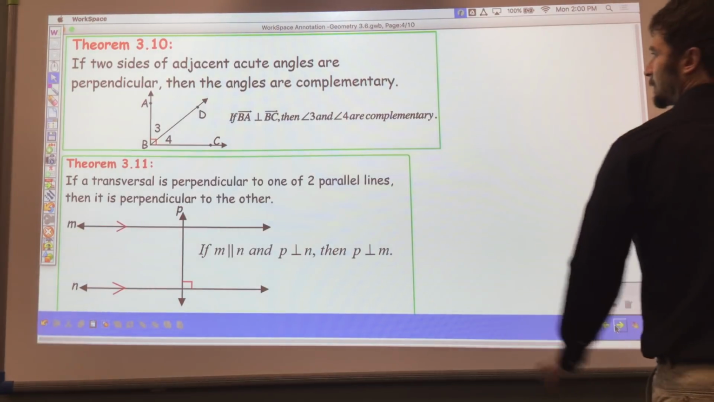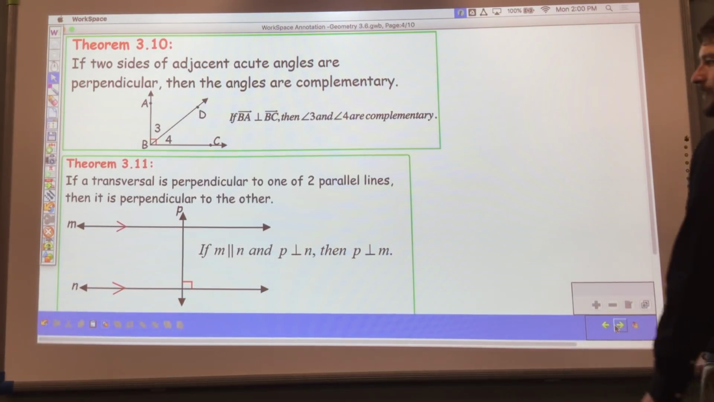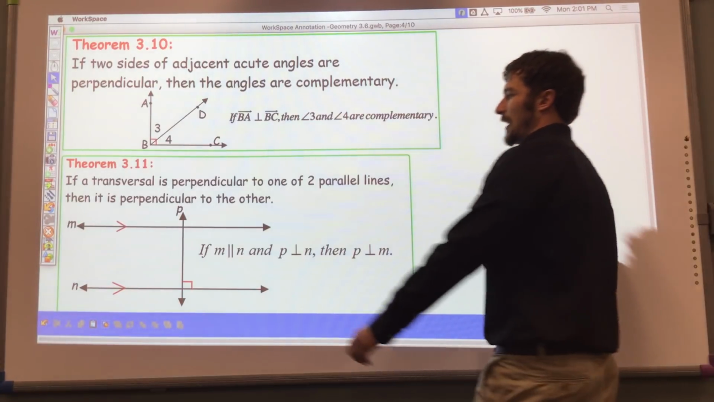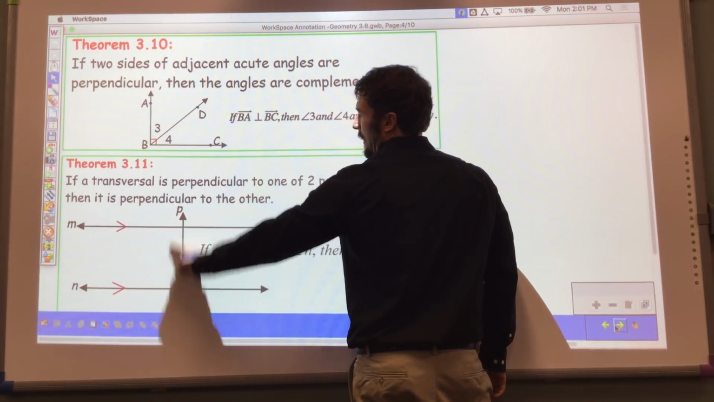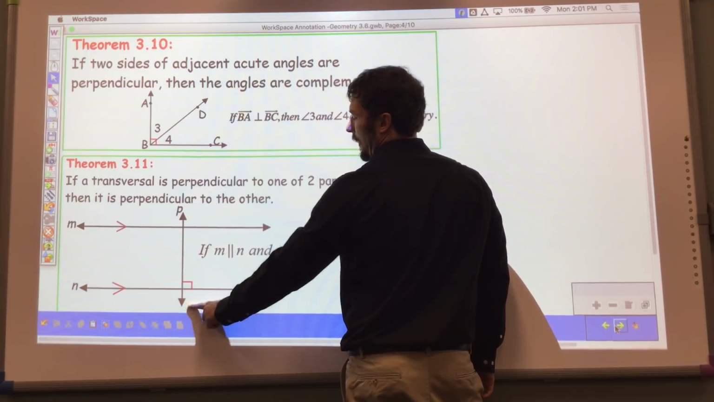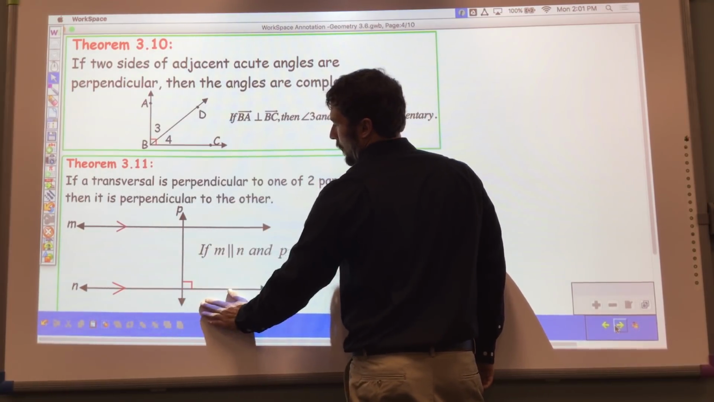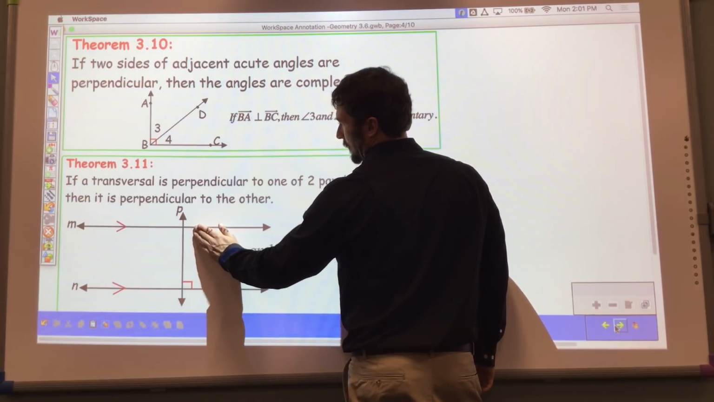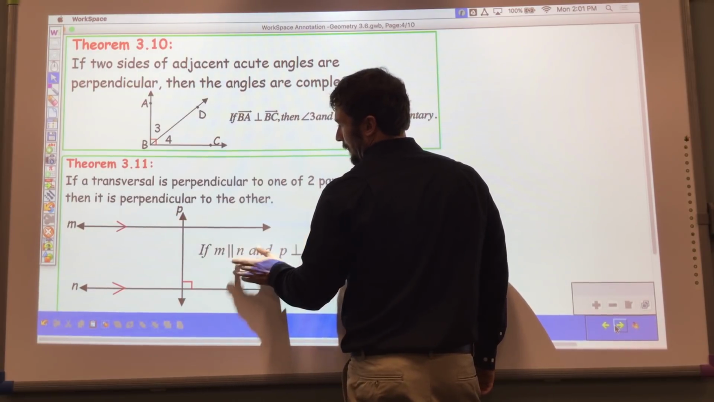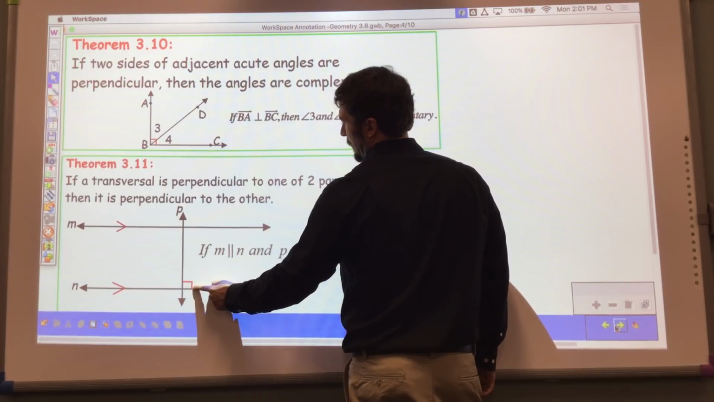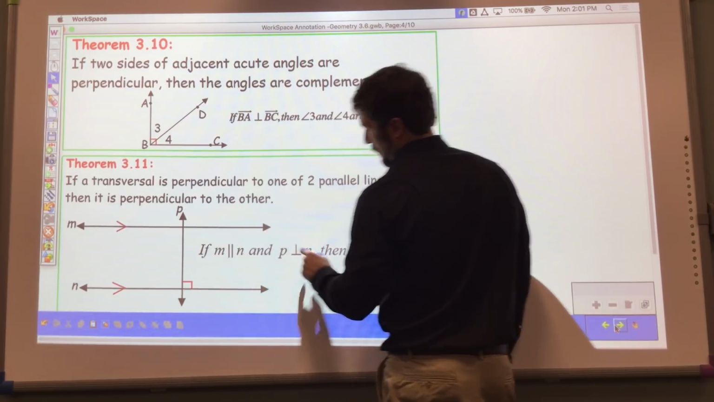Theorem 3.11: if a transversal is perpendicular, so here's our transversal, line P, if it's perpendicular to one of two parallel lines, which we know they're parallel, well that means it's also going to be perpendicular to M. So if lines are parallel, you have a 90 down here, that means you have a 90 up here. You're perpendicular with M.